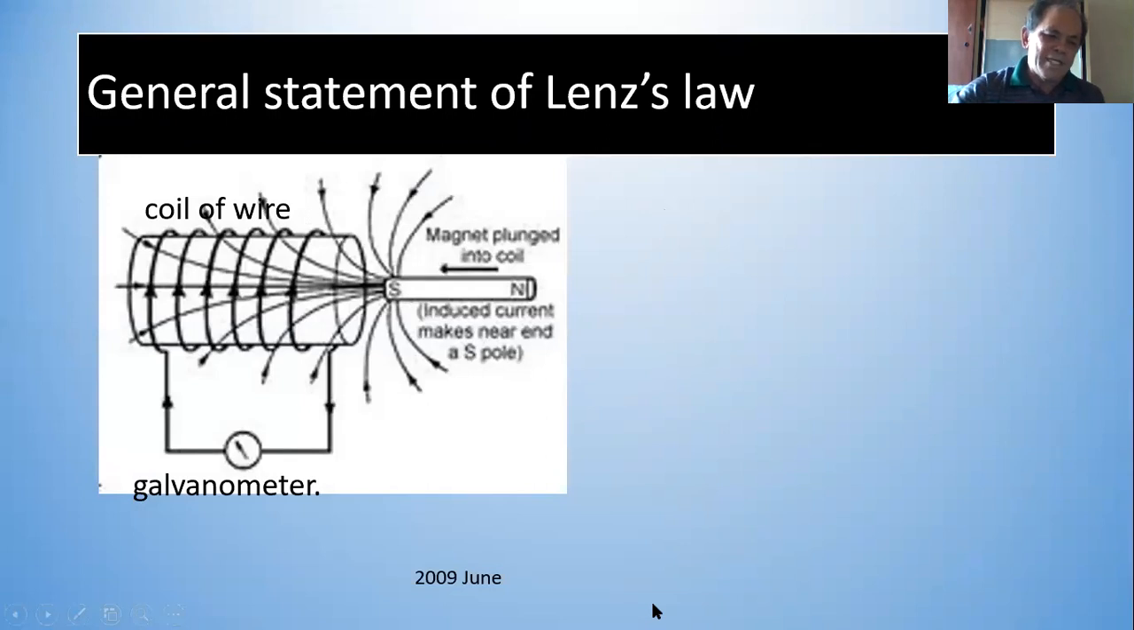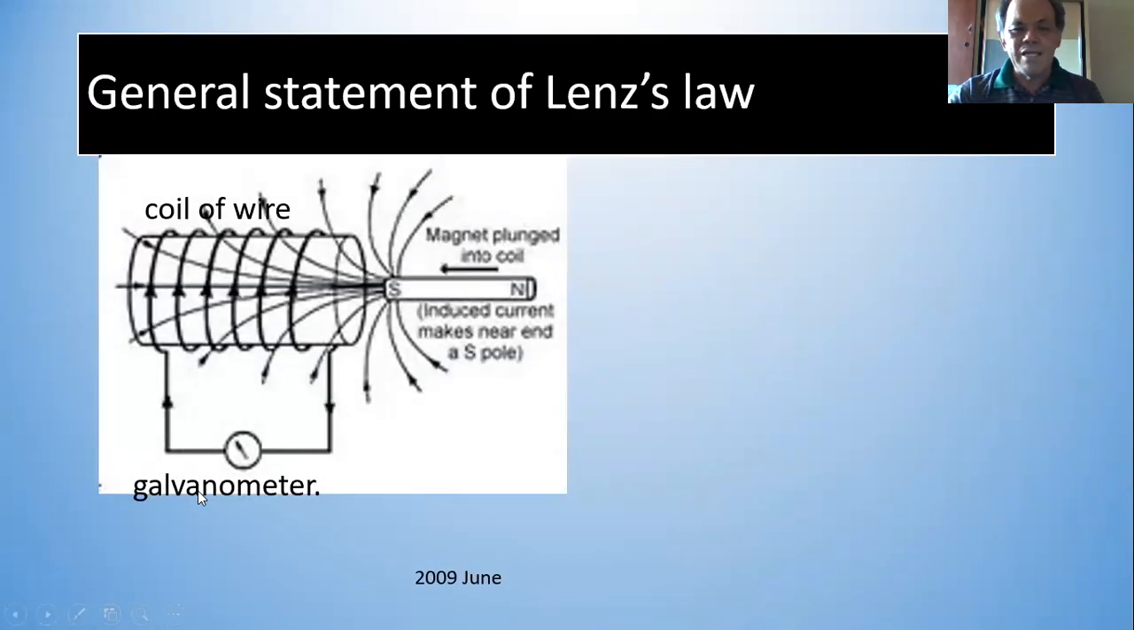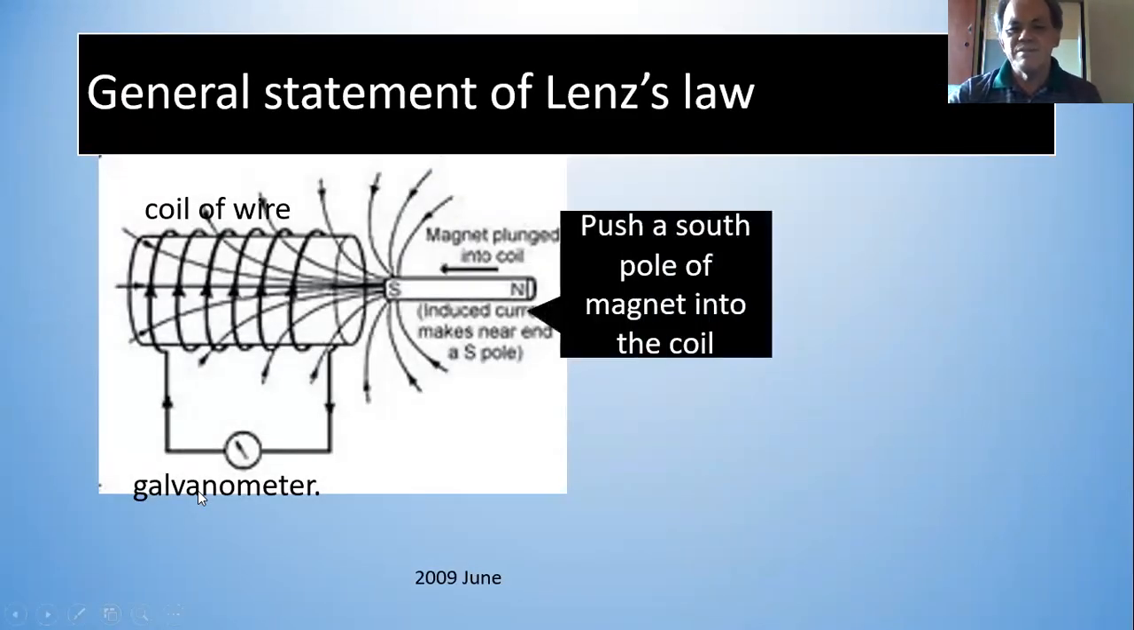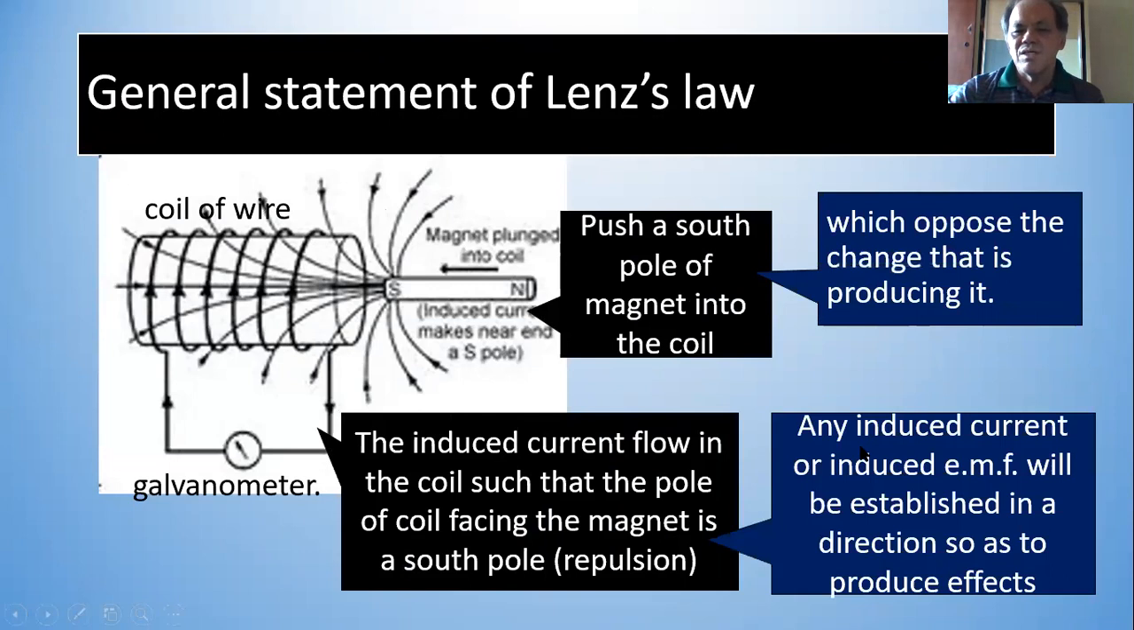Okay, so normally when we want to summarize a law, we must give it a general statement. We cannot use it for just that specific case. We have to use a general statement applied to a general case. Put a south pole of a magnet into the coil, induced current flows in the coil so that this part becomes a south pole. So we can summarize this.